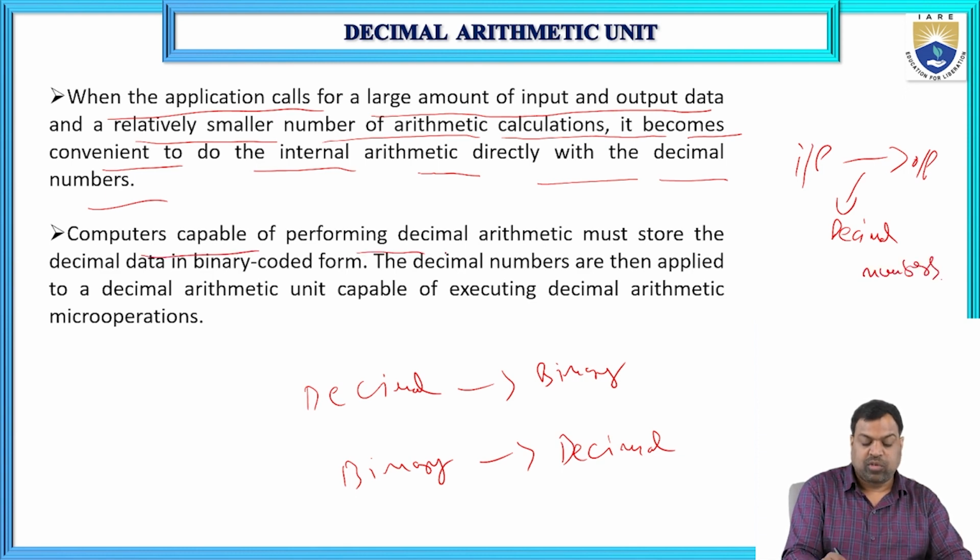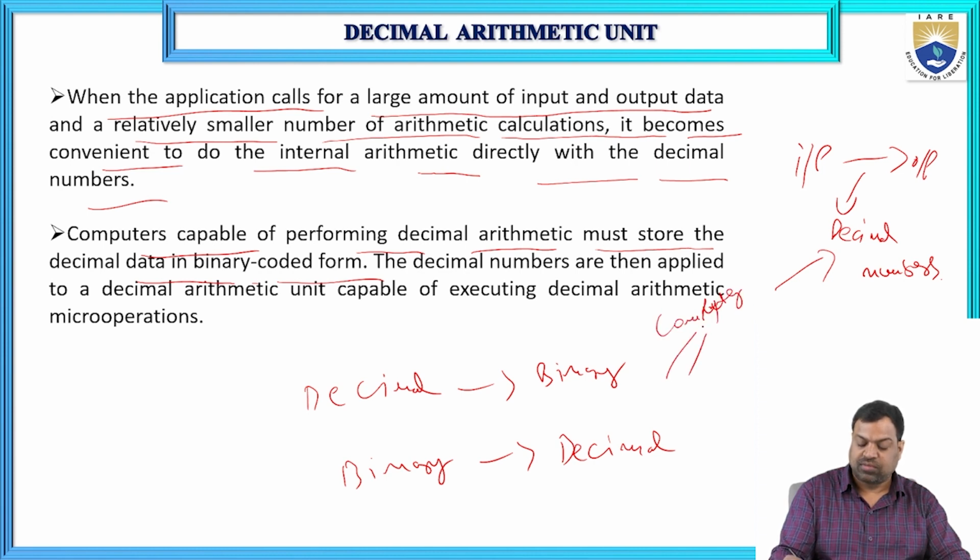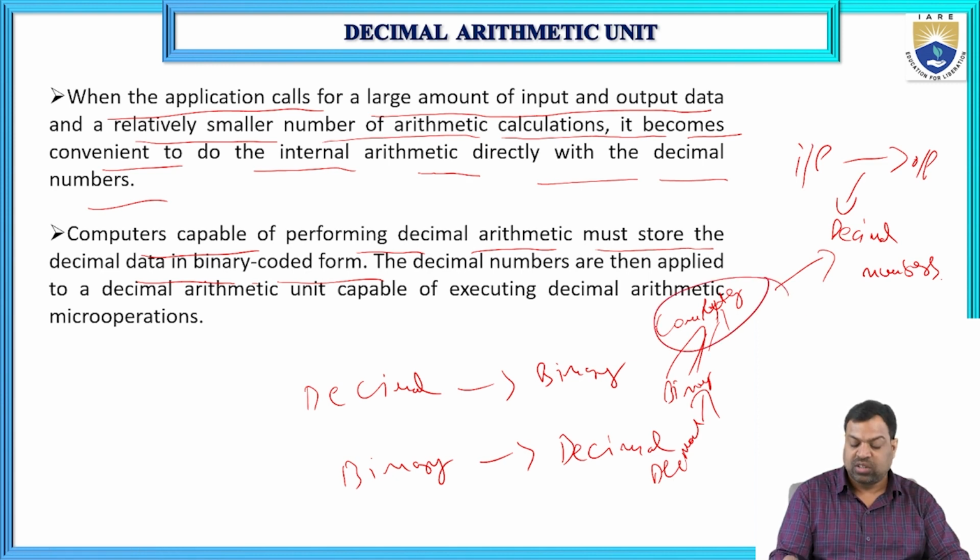But a computer capable of performing decimal arithmetic must store the decimal data in binary coded form. So the computer can store binary data. So our decimal values are converted to binary. The computer can understand and store the binary data.